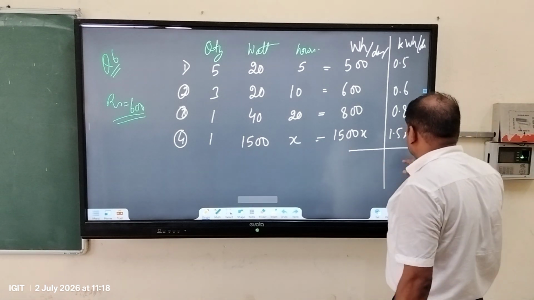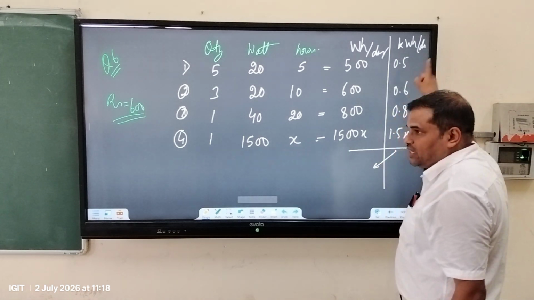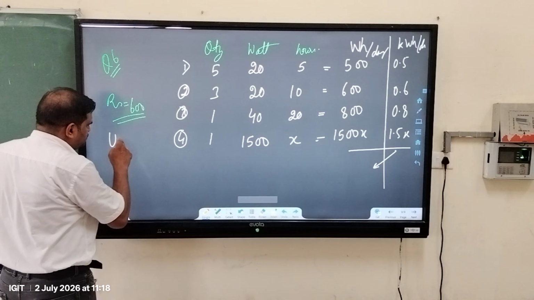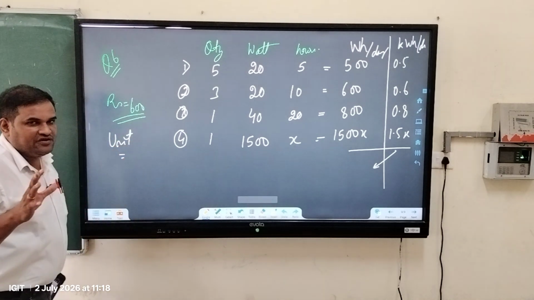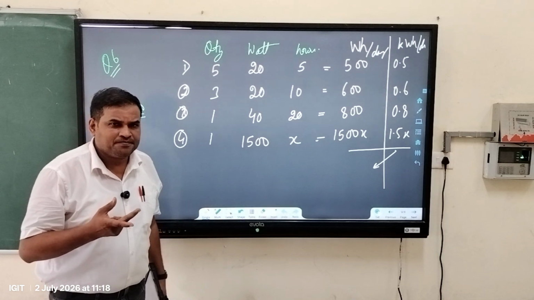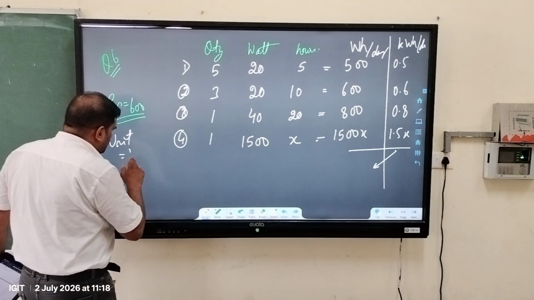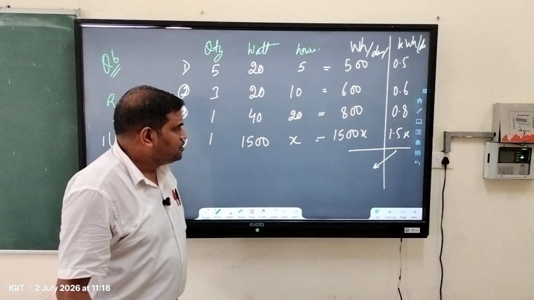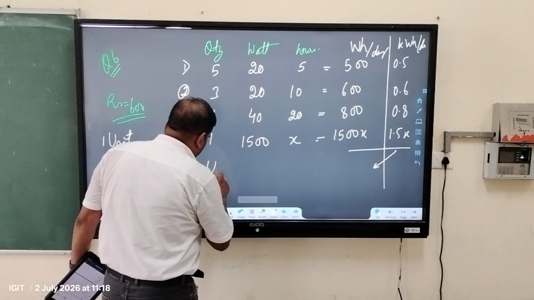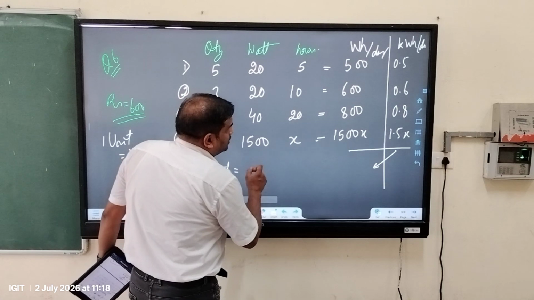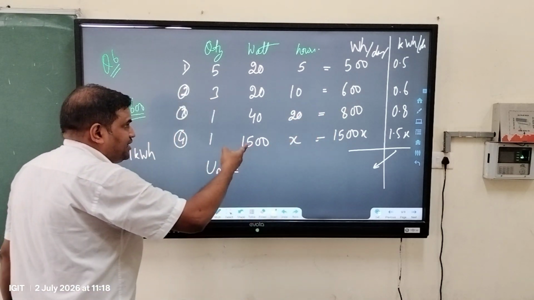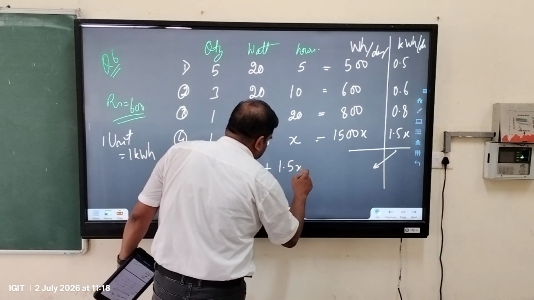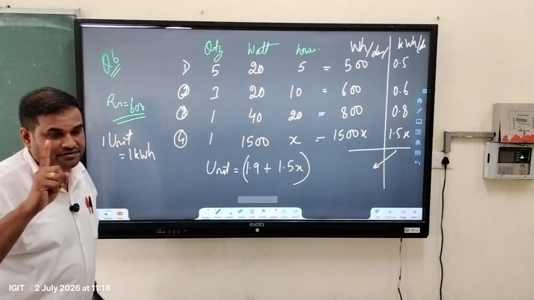If I add all these kilowatt hours, why am I using kilowatt hour? Because the electricity bill is given in terms of how many units you are using. 1 unit is equal to 1 kilowatt hour. So how many units do you have? The number of units is 0.5 plus 0.6 plus 0.8, that is 1.9, plus 1.5x. This much number of units in one day.